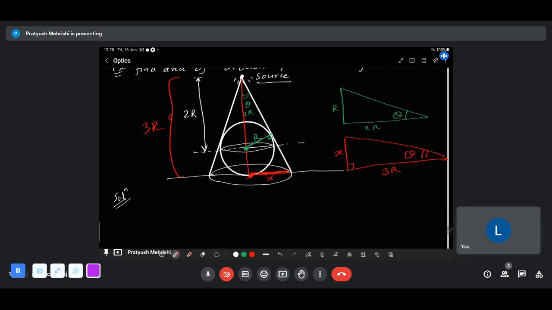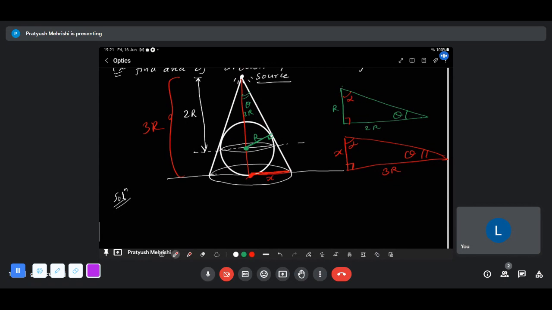Because two angles are the same: this is a right angle, this is theta. It means this angle will be alpha in both the triangles. All three angles will be the same. Why? Because two angles are equal, then the third angle ought to be equal. It means both the triangles are similar, is it not? Okay, both the triangles are similar.